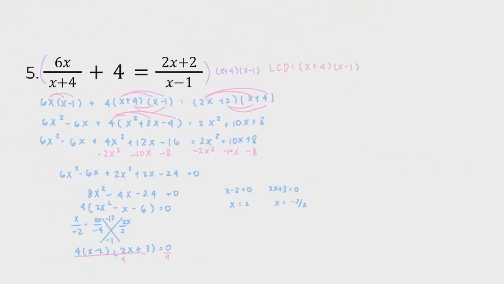Next, we have to check the domain. So x plus 4 can't equal 0, and x minus 1 can't equal 0. So x can't equal negative 4, and x can't equal 1. And since both of our answers are neither of these, this would be the solution.